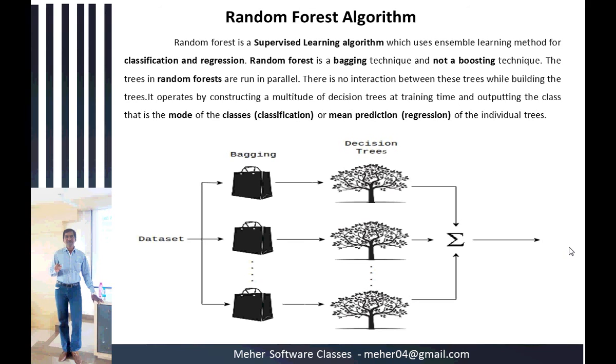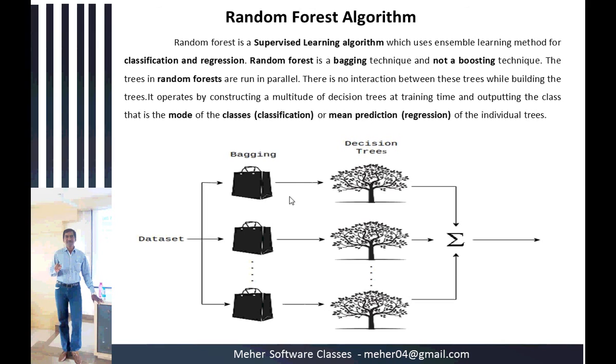Random Forest is a bagging technique and it is not a boosting technique. The trees in Random Forest are run in parallel. There is no interaction between these trees while building them. It operates by constructing a multitude of decision trees at training time and outputting the class, that is the mode of the classification or mean prediction of the individual trees.